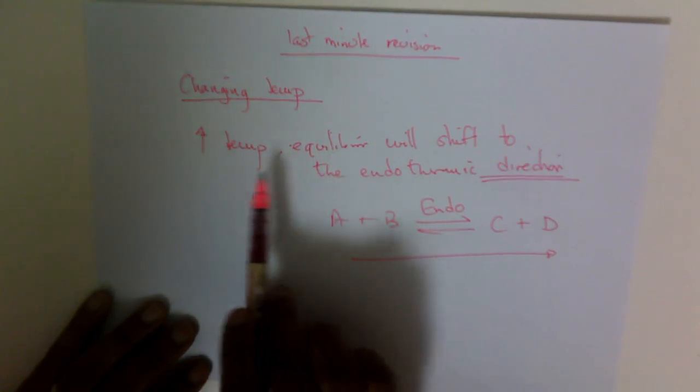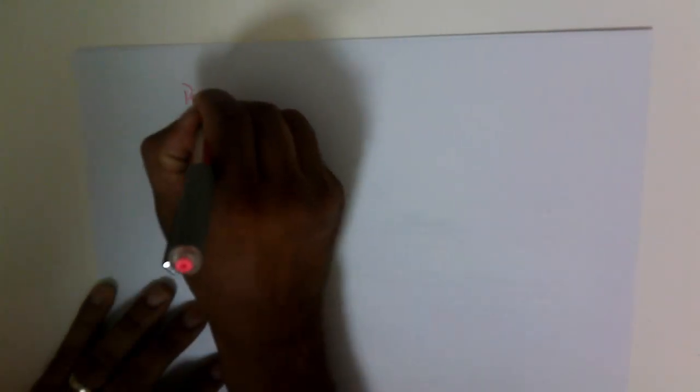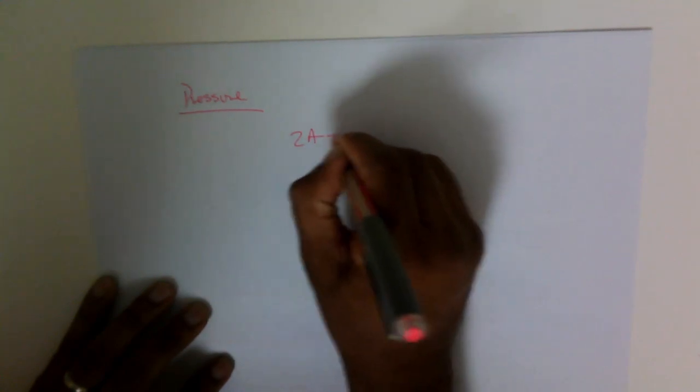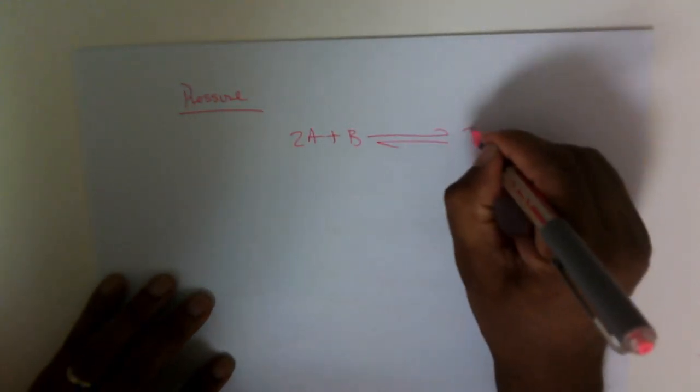So temperature is to do with endothermic and exothermic reaction, and pressure. So if you're talking about pressure, the main thing to think about is the number of moles on either side.